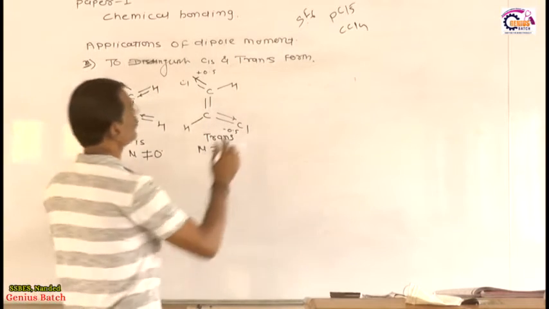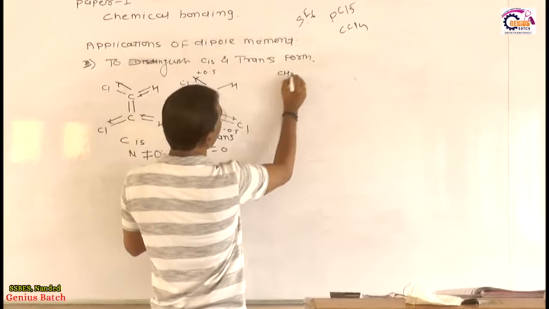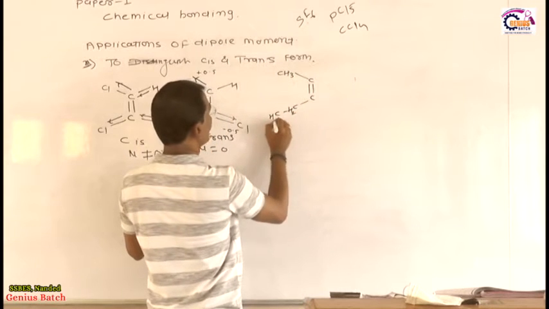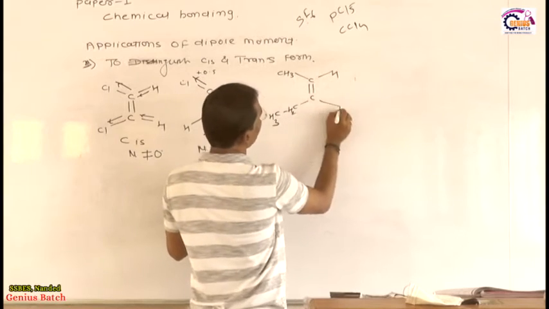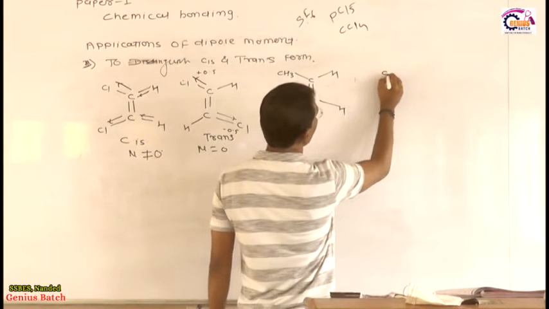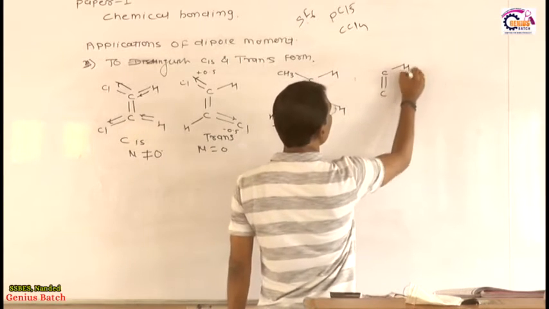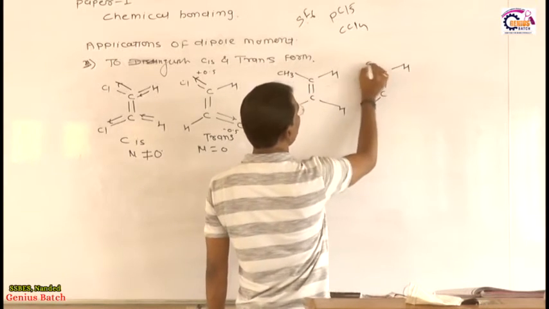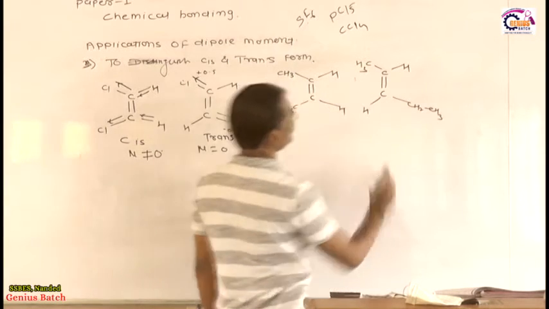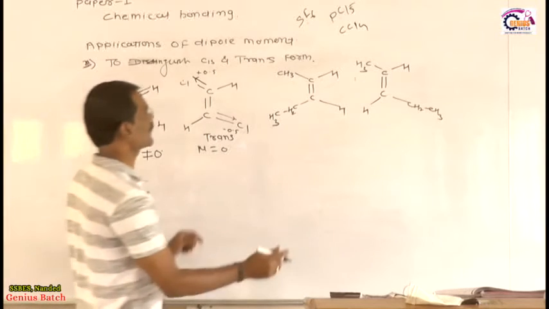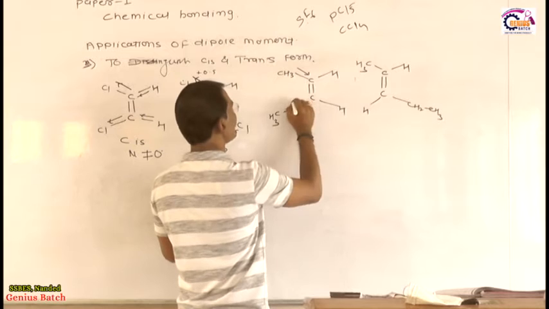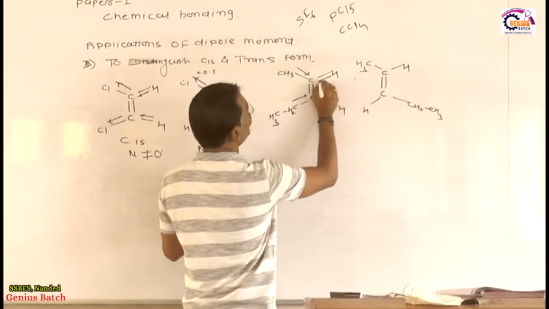Suppose, for example, another example: CH3 bond C double bond C bond CH2 bond CH3, with H and H. This is the cis isomer. And suppose we consider C double bond C with H, H on one side, and here CH3 and here CH2CH3. Now, dear students, what happens here? This is less electronegative to more electronegative. This is the direction, this is the direction. Okay, no problem.